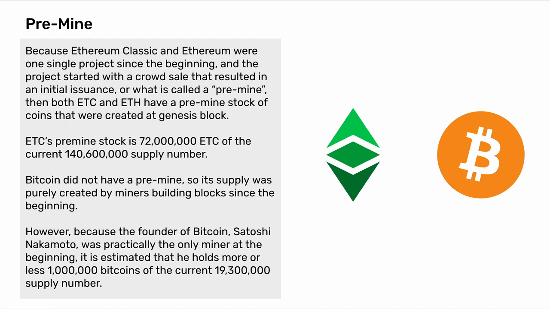Bitcoin did not have a pre-mine, so its supply was purely created by miners building blocks since the beginning. However, because the founder of Bitcoin, Satoshi Nakamoto, was practically the only miner at the beginning, it is estimated that he holds more or less 1 million Bitcoins of the current 19,300,000 supply number.